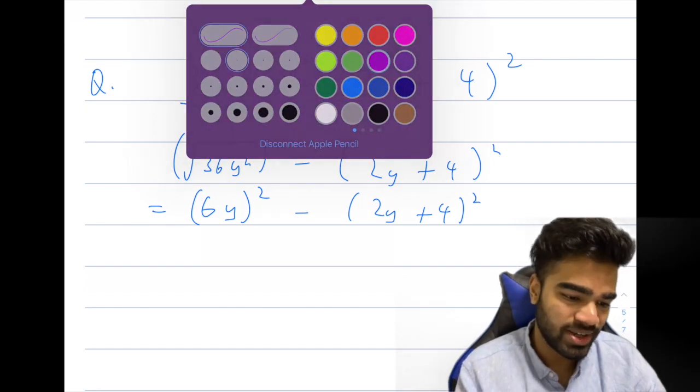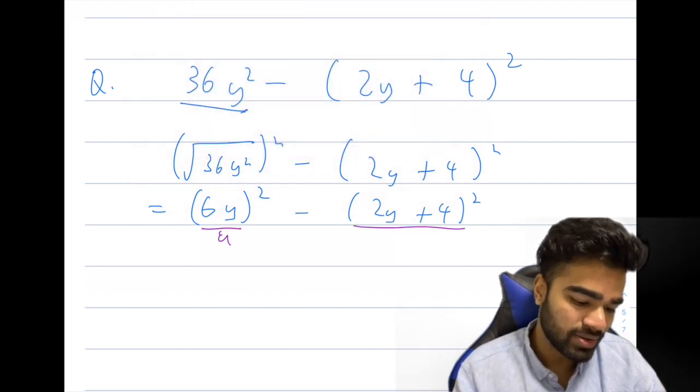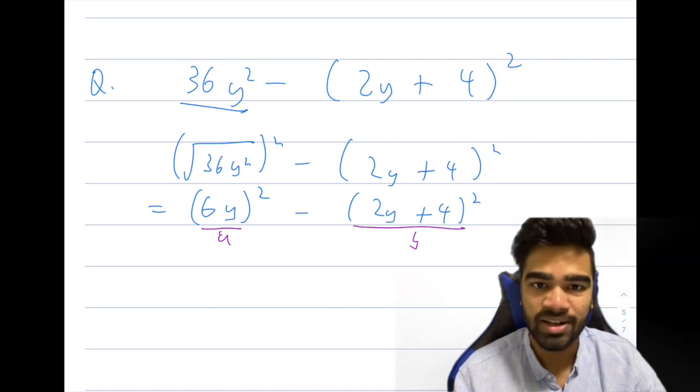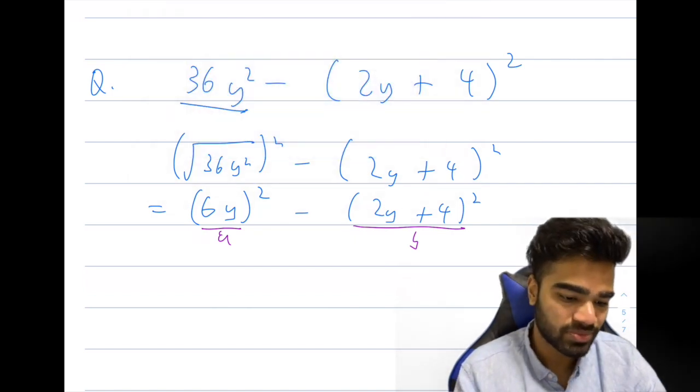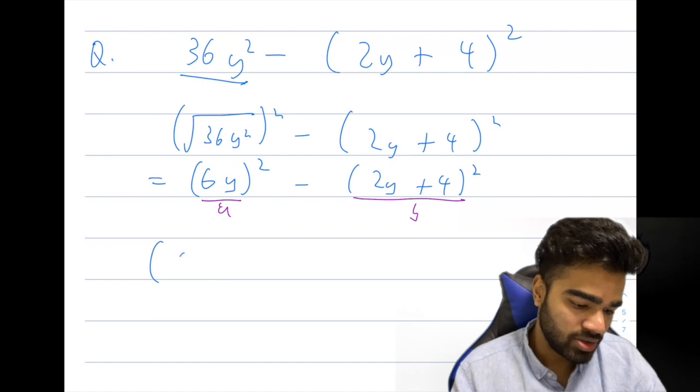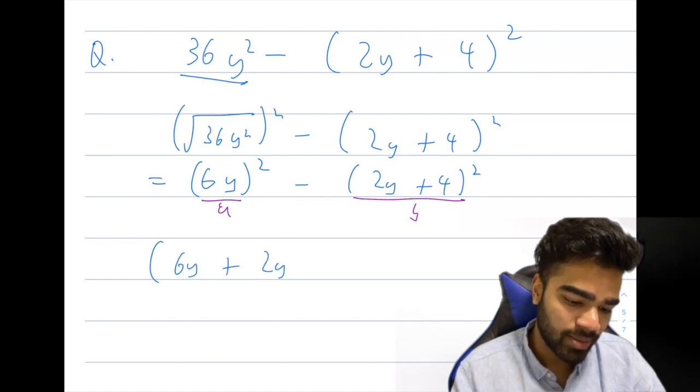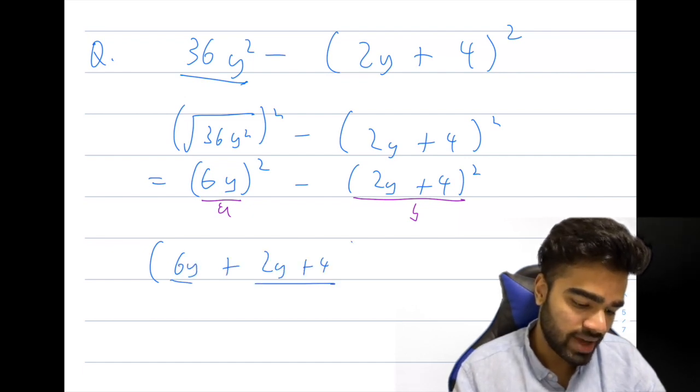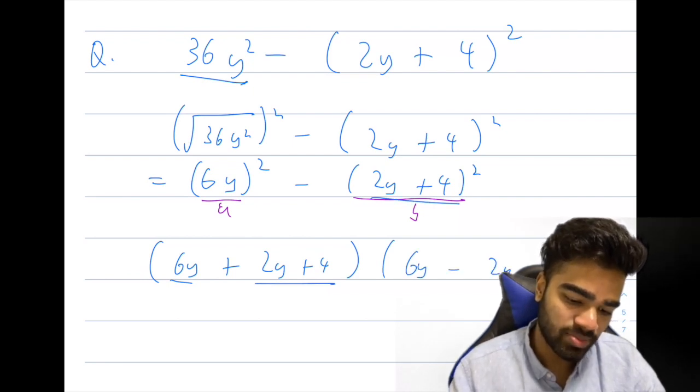Okay, so you notice, what do you have again? This is our a value, and this is our b value. The b value is just two different terms. So let's use our rule, a plus b, so 6y plus 2y plus 4, and then a minus b, so 6y minus 2y plus 4.